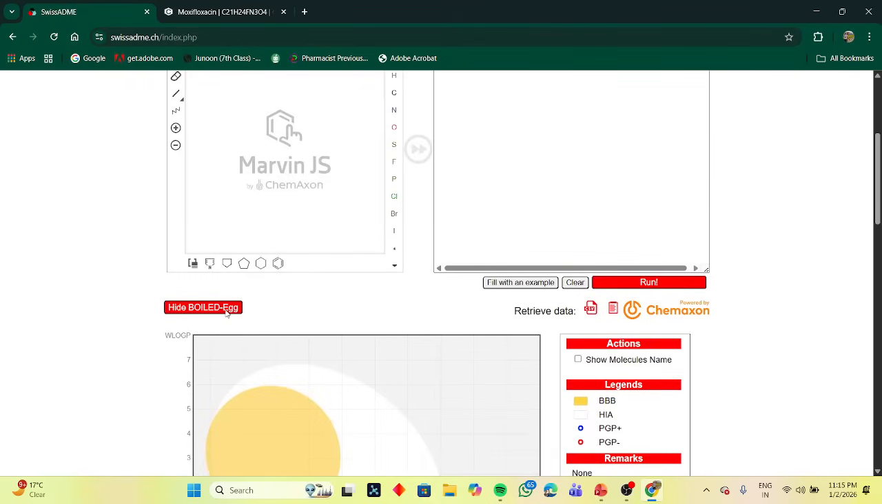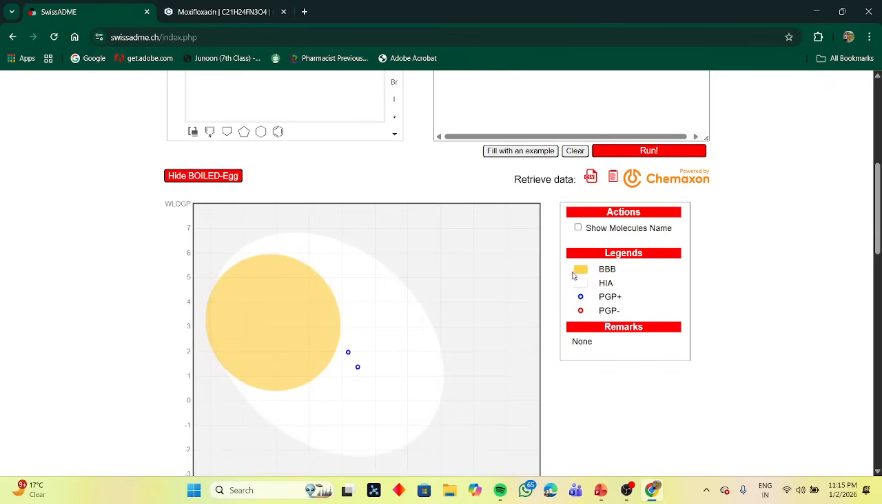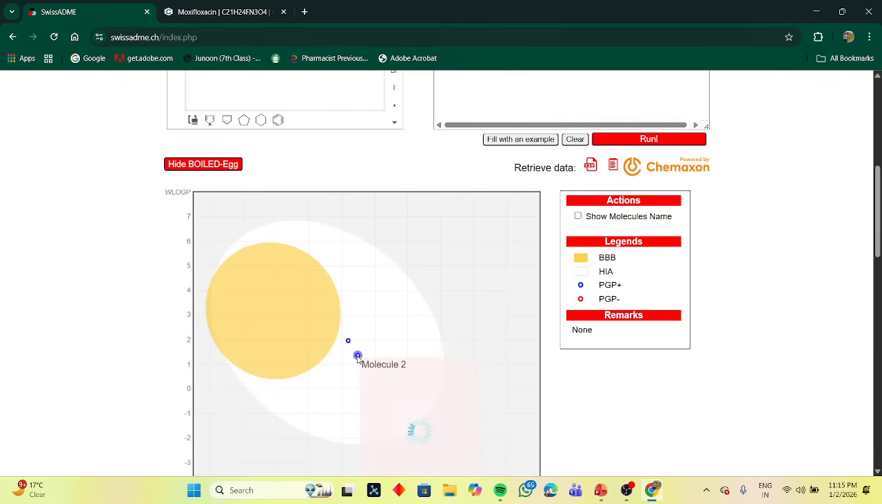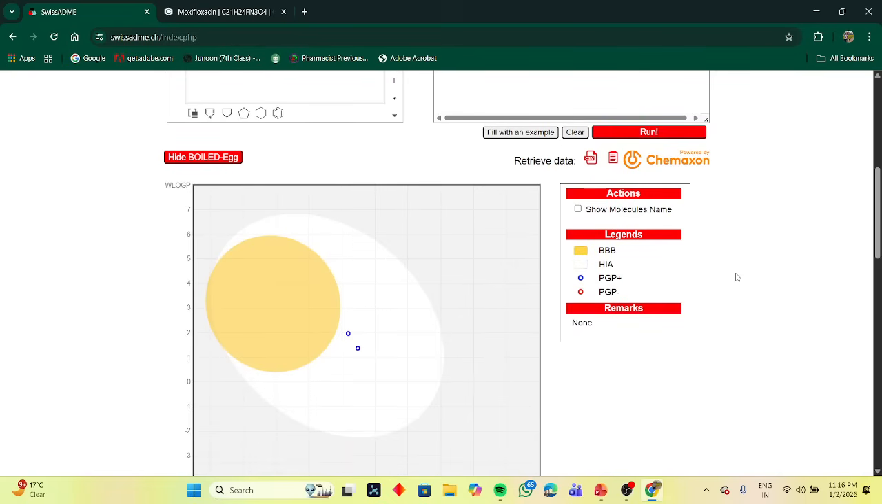So what is the BOILED-Egg? You can see that the yellow color represents the blood-brain barrier, and the blue color represents whether it is a P-glycoprotein inhibitor or not. As you can see, there is a blue dot, meaning it is inhibiting the P-glycoprotein enzyme. If not inhibiting, then it will be shown in red color. But as it is inhibiting the P-glycoprotein, it is shown in blue color.